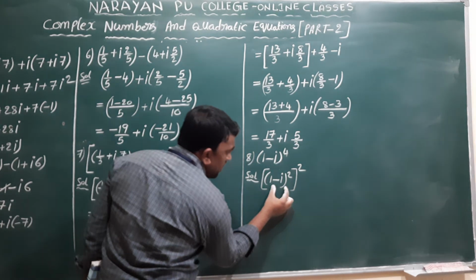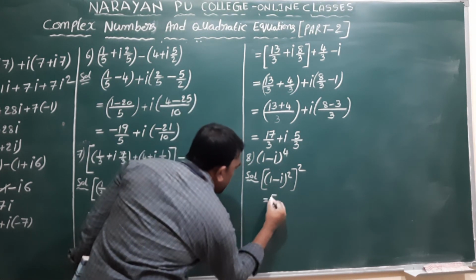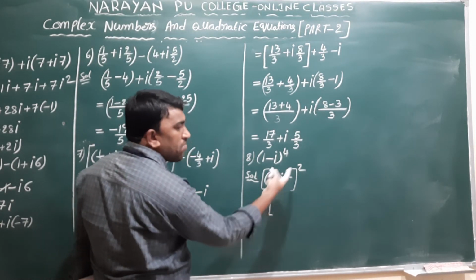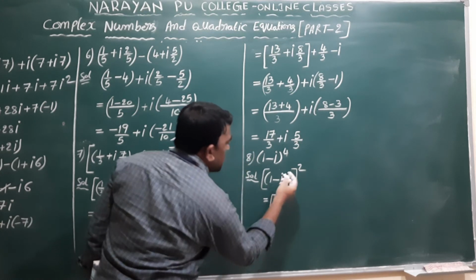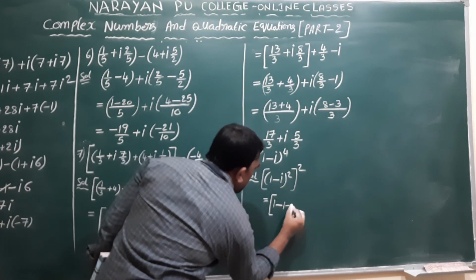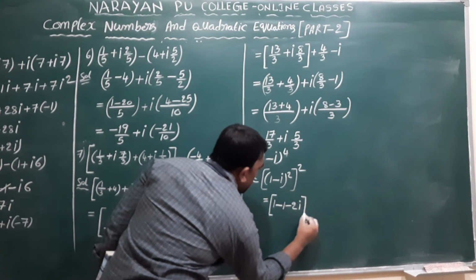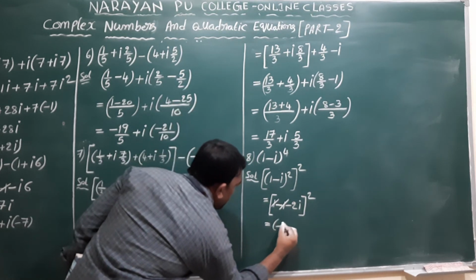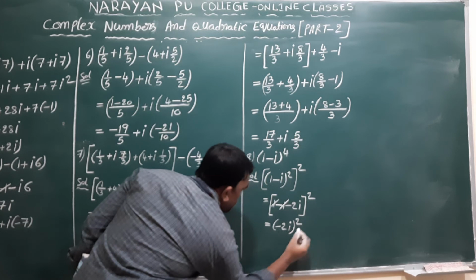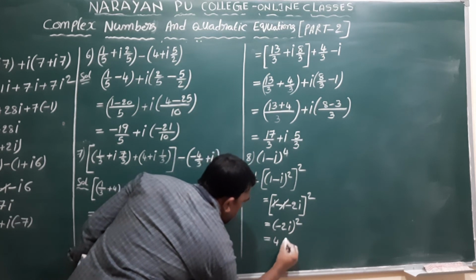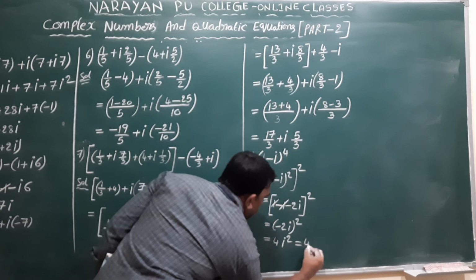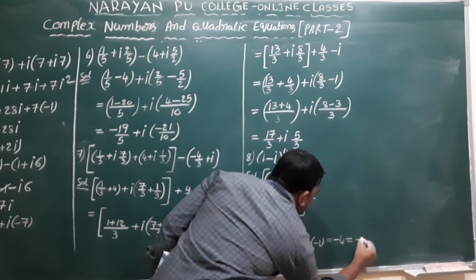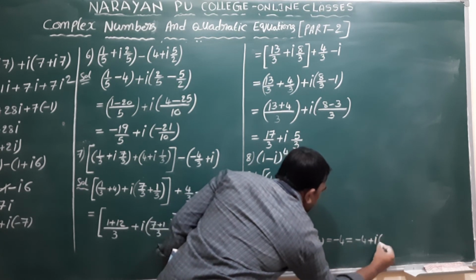First we can simplify inside the bracket value. It is like a minus b whole square, formula a square plus b square minus 2ab. 1 square is 1, plus i square is minus 1, minus 2ab, minus 2i whole square will be there. So 1 minus 1 cancel, minus 2i whole square. Minus 2 whole square is 4 into i square, 4 into i square is minus 1, that is minus 4. This you can write as minus 4 plus i into 0.